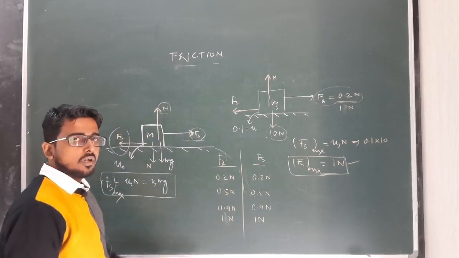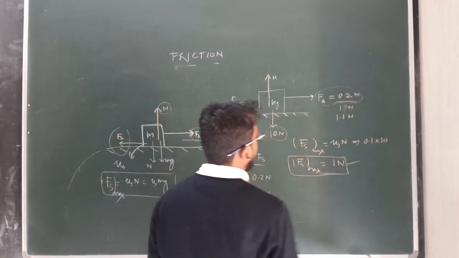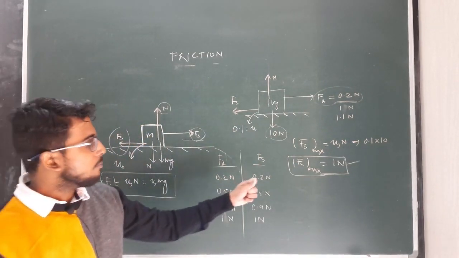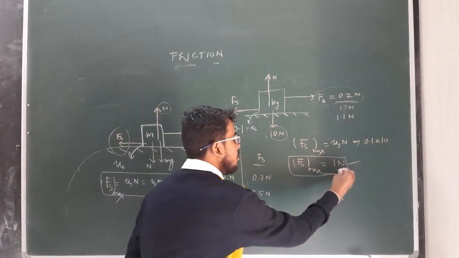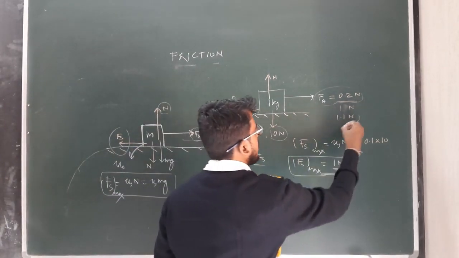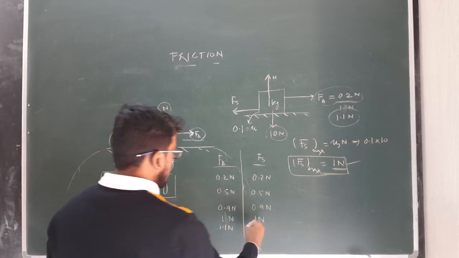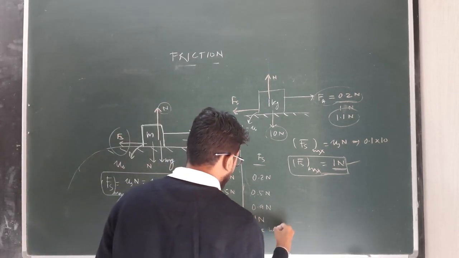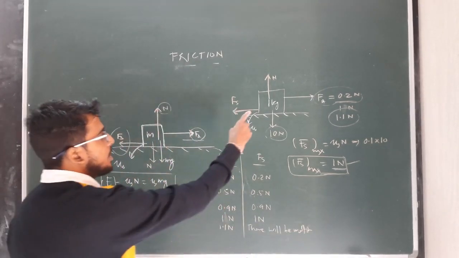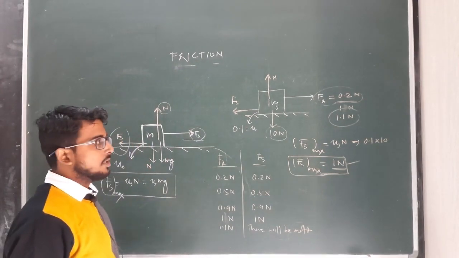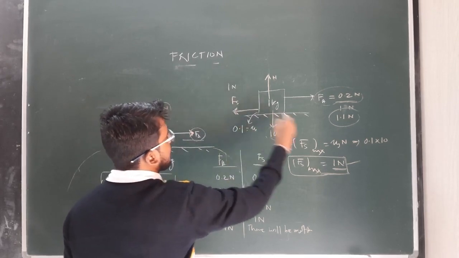If I am further increasing the value of applied force, I am taking it 1.1 Newton. Now the frictional force is not able to oppose this applied force, because the maximum it can oppose is up to 1 Newton. So if I am raising the applied force to 1.1 Newton, there will be motion. Clear? The body will not remain static, because the maximum opposing value is 1 Newton, and here I am applying 1.1 Newton.